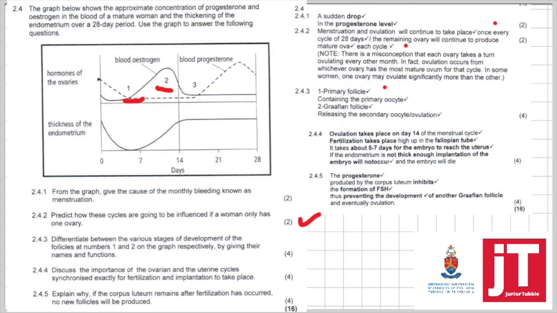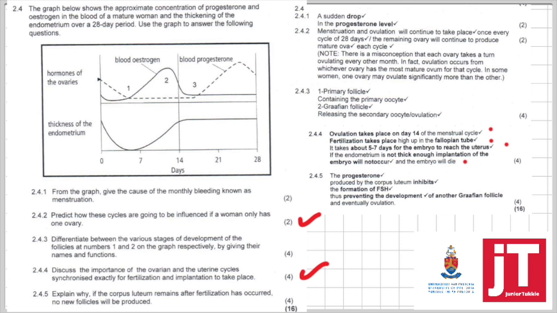2.4.4. Discuss the importance of the ovarian and the uterine cycles synchronized exactly for fertilization and implantation to take place. Now, this is a very nice question. Ovulation takes place on day 14 of the menstrual cycle. Fertilization takes place high up in the fallopian tube. So it takes about 5 to 7 days for the embryo to reach the uterus. If the endometrium was not thick enough, implantation of the embryo will not occur and the embryo will die. So that is why the ovarian and uterine cycles are synchronized exactly for fertilization and implantation.